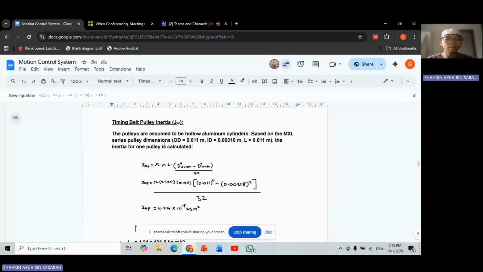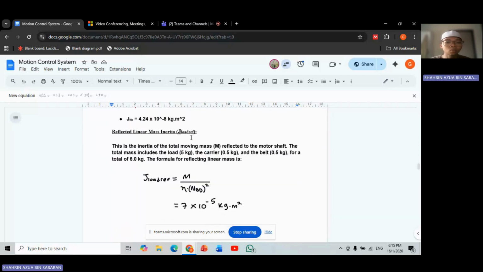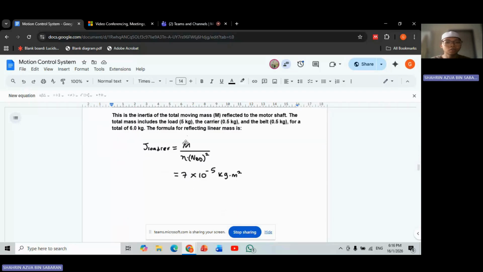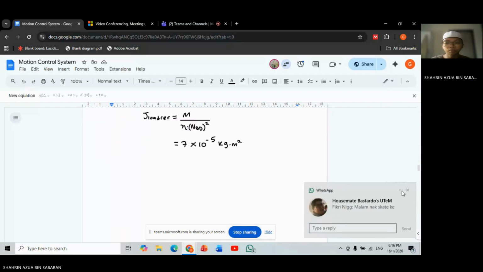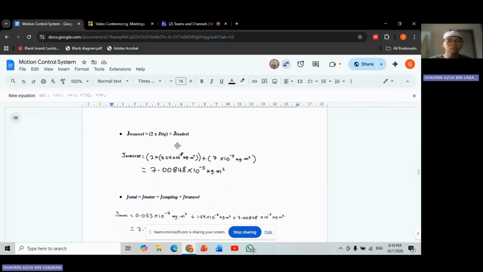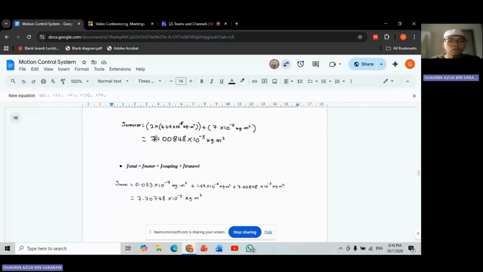After we find the timing pulley inertia, next we find the reflected linear mass inertia, which is J load reference. This is the value of J load, which is 7 multiplied by 10 to the power of negative 5 kg m². After finding the J load, we have to find the J trans reference, where the formula is 2 multiplied by JMP plus J load reference. So the value of J trans reference is 7.00848 multiplied by 10 to the power of negative 5 kg m².